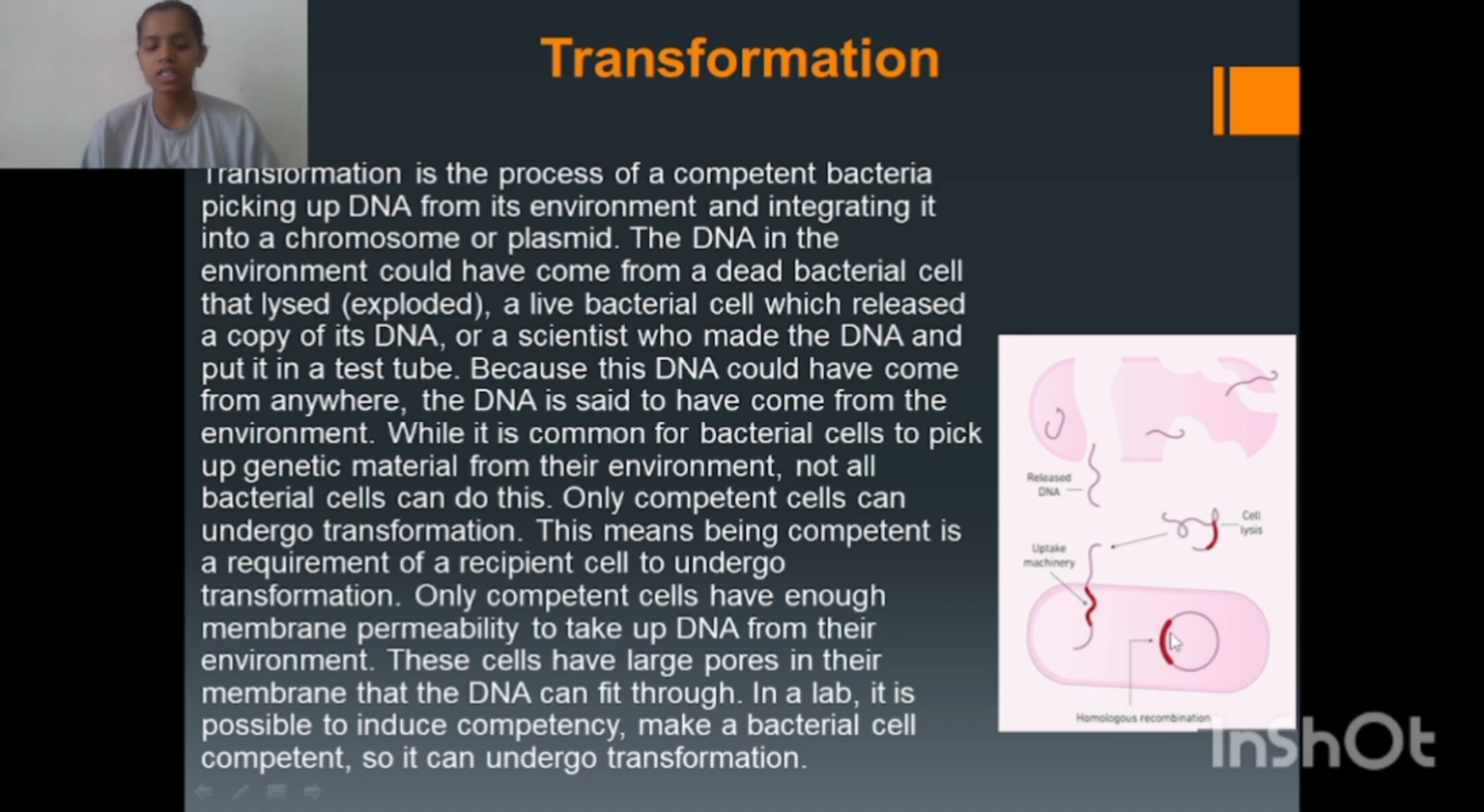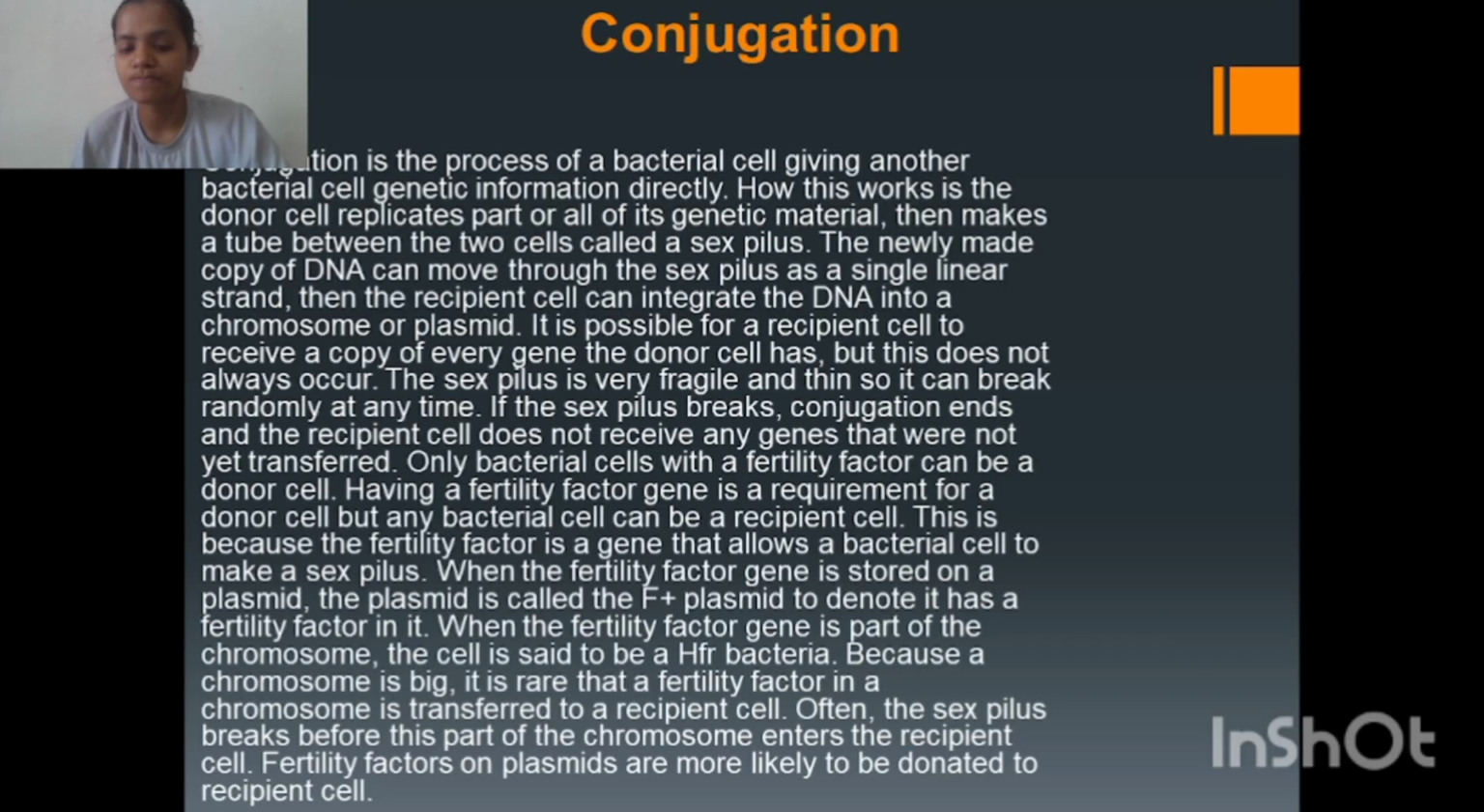So, in short, we can say that a dead cell releases its DNA, a competent cell takes it, and the DNA integrates into the genome, and new traits appear. So, this was the process of transformation. Now, we are moving to the next mechanism, that is conjugation.